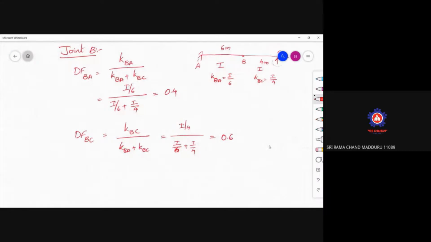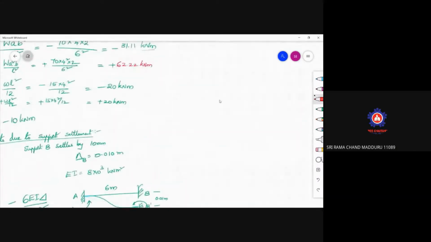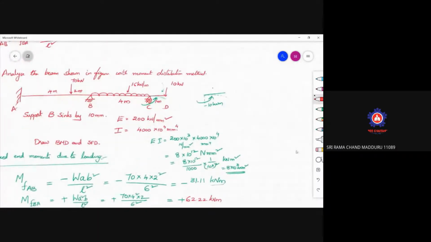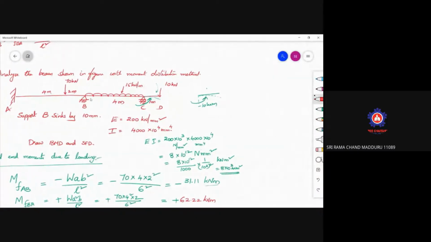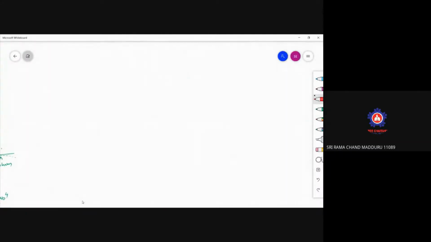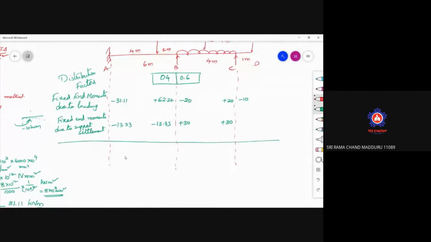Now when these distribution factors are completed, we will go to preparing the tabular form for the given beam. So this is our beam. Just once again I will draw the beam. Net moments. Just make it as net moments and add everything here. This is 44.44 kilonewton meter, and this value is plus 62.22 minus 13.33. The only difference when the support settlement is there is that the fixed end moments due to support settlement are to be added to the fixed end moments due to loading, and calculate the net moments. So when you calculate the net moments, then you can continue the problem. So tell me here, what is the value here?